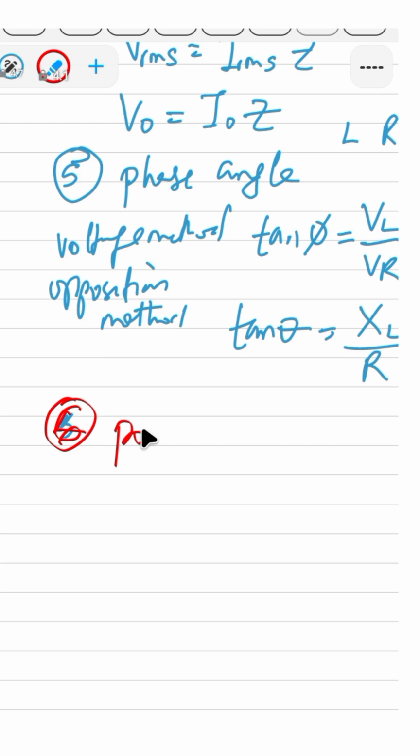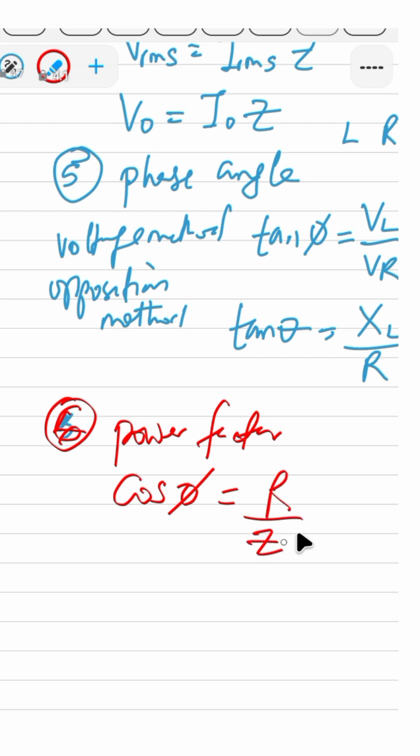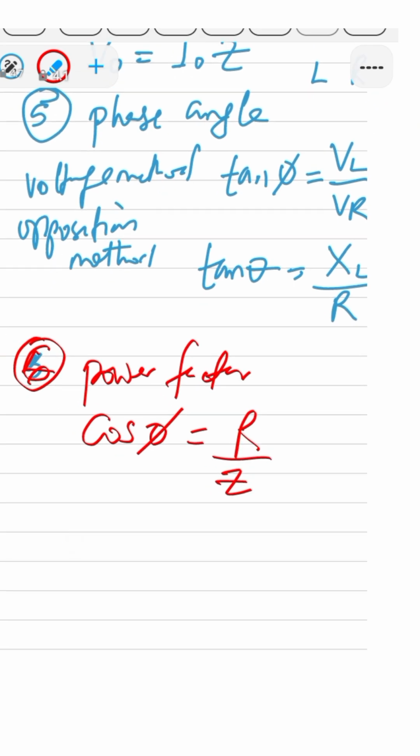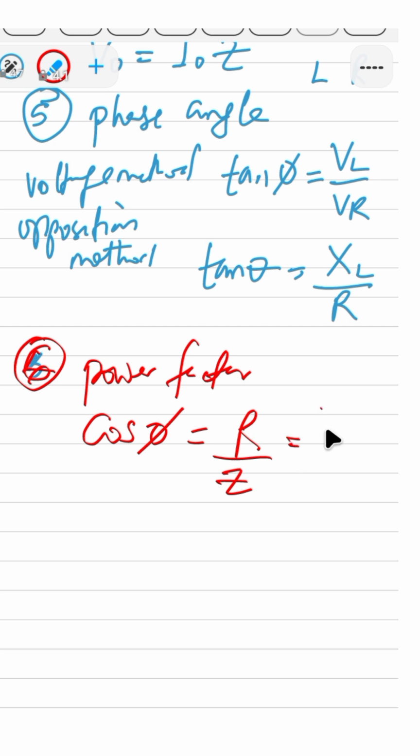The power factor is cos phi. That one is always R over Z, like I told you. Or if you like, another formula: VR over V. But just remember this one, R over Z, fast. Or VR over V. That will give you the power factor. And the power factor is cos phi. Take note, the cosine of the angle that I got from here. You understand?